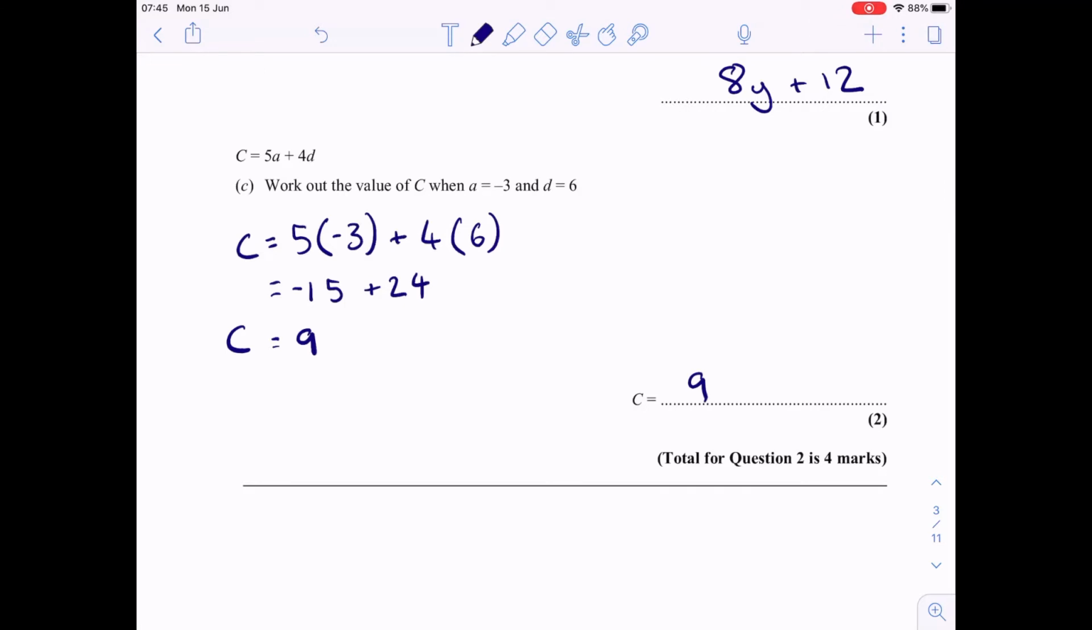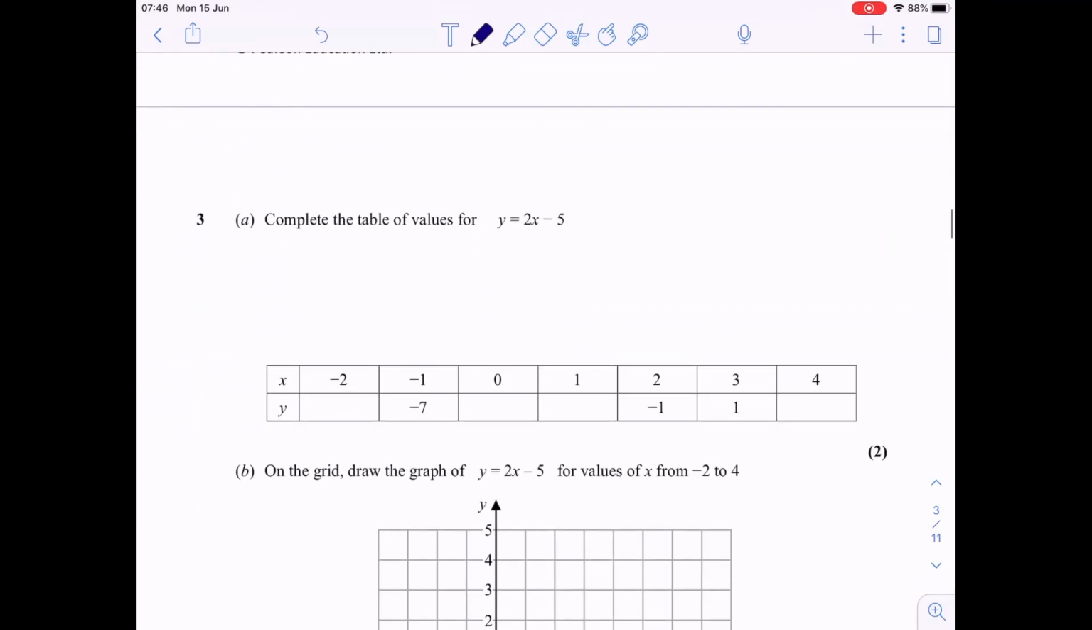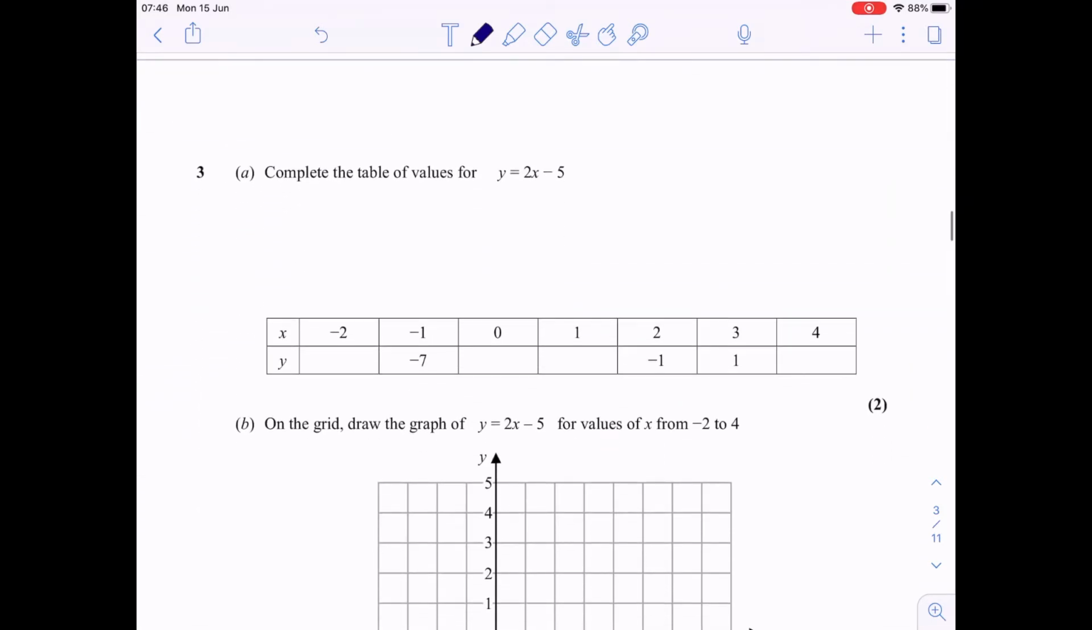Just checking it on my calculator, and it seems to be fine. Complete the table for values of y equals 2x minus 5.